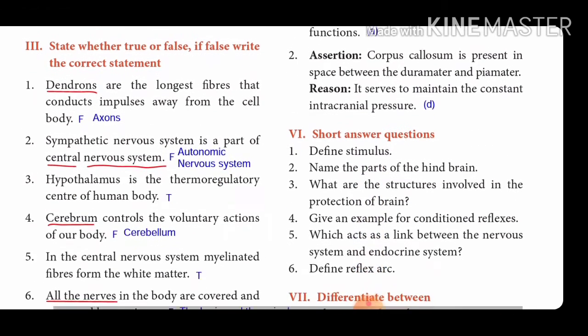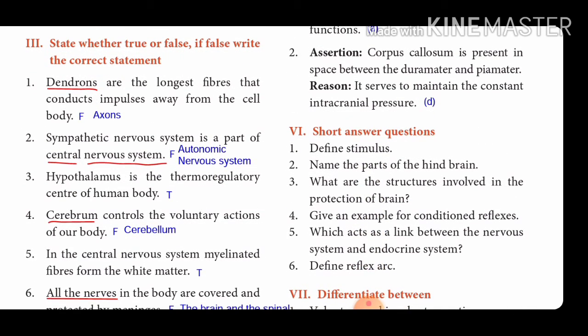Third Roman letter, true or false. First one, dendrons are the longest fibers that conduct impulses away from the cell body. It's a false statement. Here, instead of dendrons, we put axons there. Second one, sympathetic nervous system is a part of the central nervous system. It's not the central nervous system. It's a part of the autonomic nervous system.